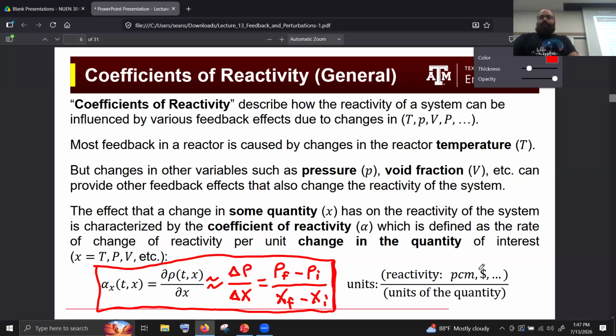So it's going to have units of reactivity on the top, which could be PCM or dollars. And then it's going to have the units of the quantity on the bottom. Like if it's temperature on the bottom, it would be degrees Celsius or degrees Fahrenheit or Kelvin.